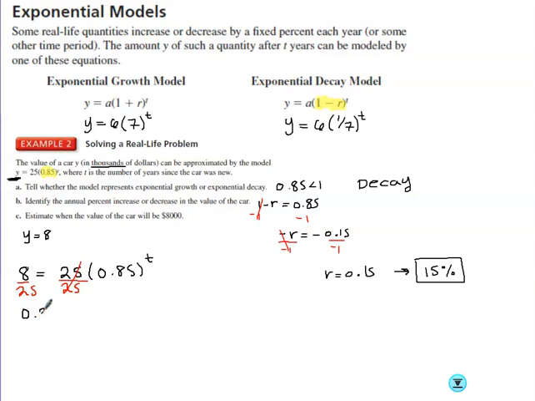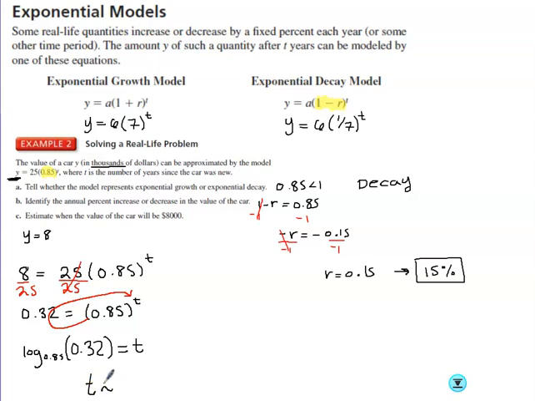I get 0.32 is equal to 0.85 to the power of t. And at this point, I'm not able to rewrite the left and the right with the same base, so I need to use logs. Base of 0.32 will equal my exponent of t. So log with a base of 0.85 of 0.32 will equal t, and we use a calculator to evaluate this. In doing so, we find that t is just about 7, meaning it's going to be about 7 years until the car is valued at $8,000.